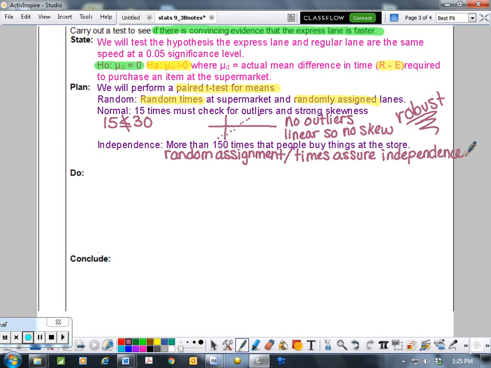So a lot of times with our experiments, that random assignment and the random times that we're picking helps assure that independence. So now it's the do part. So now we have to calculate our stuff. Luckily, we already did our one variable stats.